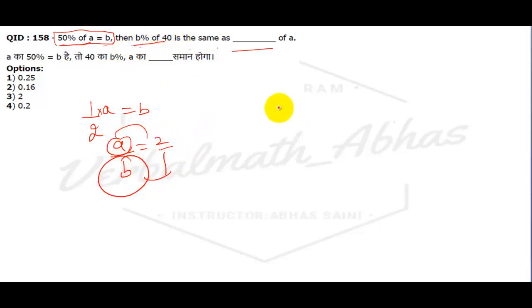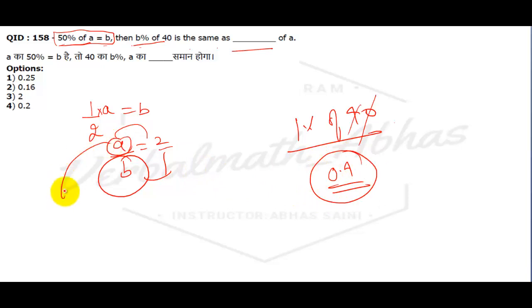Now, B percent of 40. B percent of 40 means if I say 1% of 40, 1% of 40 means this is 0.4. 0.4 is the same as dash of A. So if it is 0.4 for B equal to 1, then for A it must be half. Okay, it must be half. So 0.2 will be your answer.